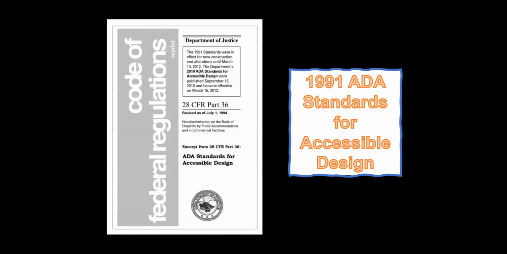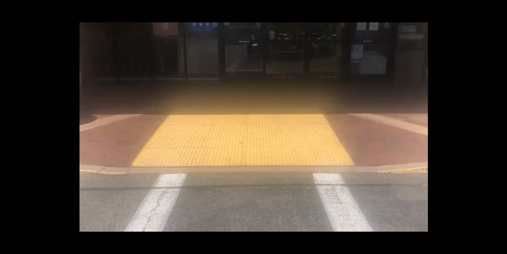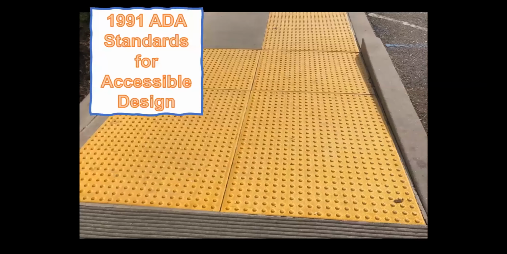Before we go any further, I want to talk about the requirements that were in the 1991 ADA Standards for Accessible Design. In section 4.7.7 on detectable warnings, it stated that a curb ramp shall have detectable warnings and that the detectable warning shall extend the full width and depth of the curb ramp. In other words, the entire ramp was required to be covered with the detectable warnings per the 1991 standard.